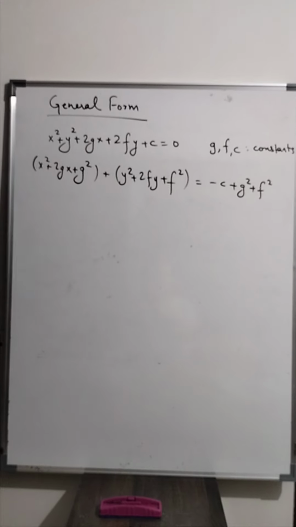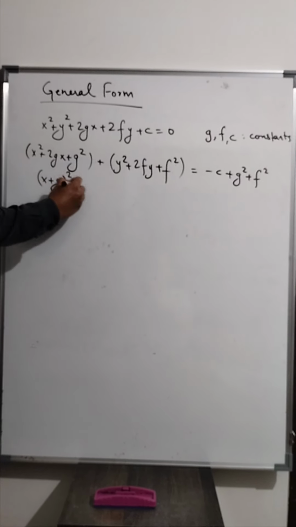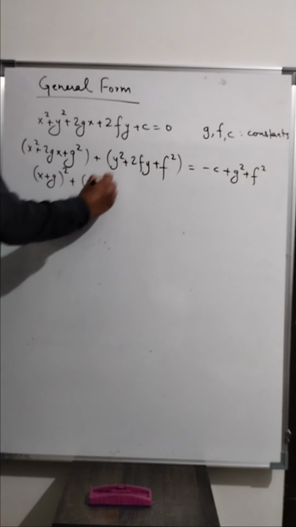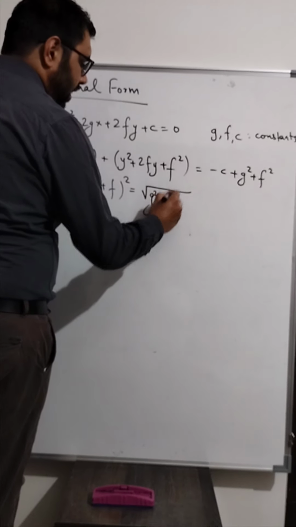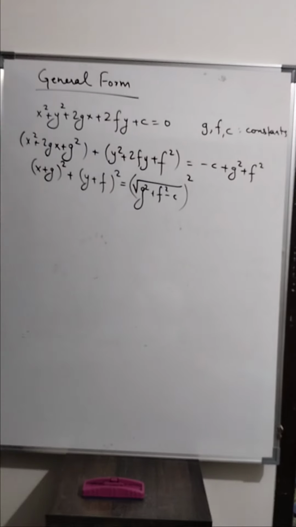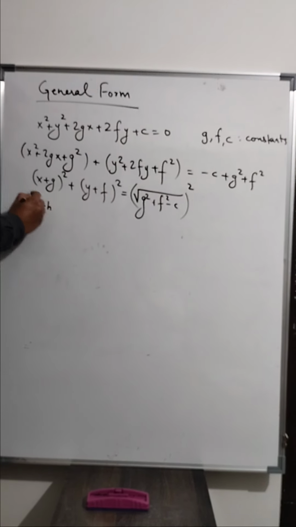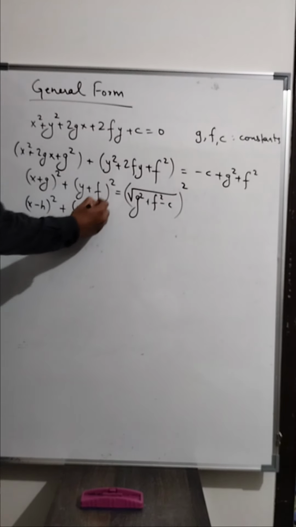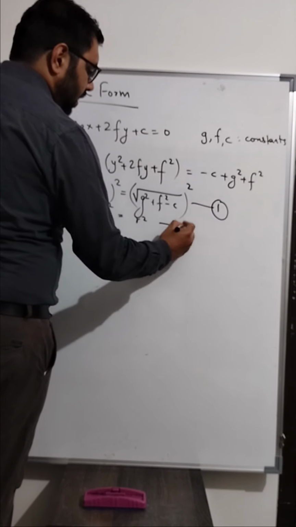Okay, so the first three terms when combined become the perfect square x plus g whole square. Similarly, these three terms when combined become y plus f whole square, and the right hand side term can be written as root of g square plus f square minus c whole square. Now when I compare this form with the standard form which I derived earlier, x minus h whole square plus y minus k whole square is equal to r square. So this is form 1 and this is form 2.